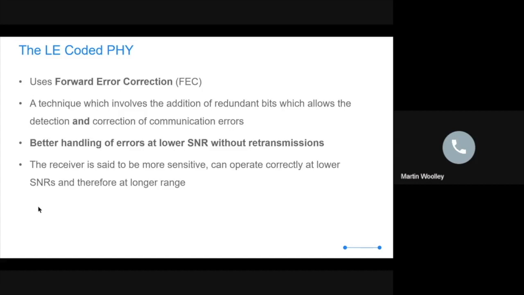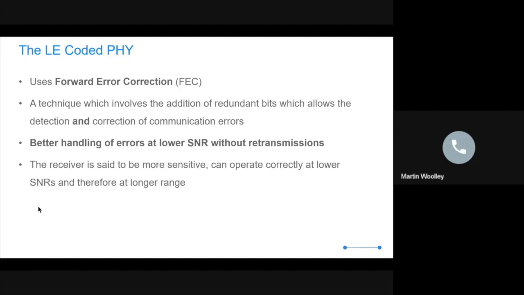LE-coded PHY uses a mathematical technique called forward error correction. What this does is it adds additional bits sitting alongside every bit in your link layer packet that then gets transmitted over the air. Those additional bits get used at the receiver to drive an algorithm which is able to not only detect errors, but correct them up to a certain limit.